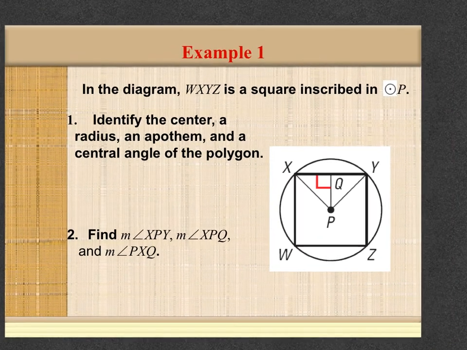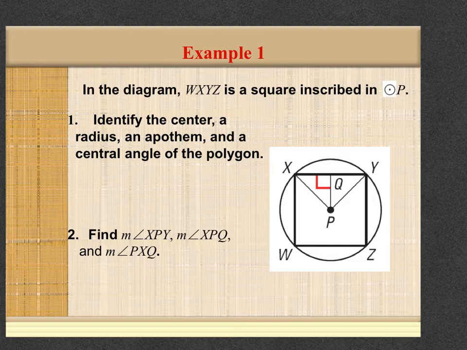Okay, so in this example it says, in the diagram, WXYZ is a square inscribed in circle P. Number 1, identify the center, a radius, an apothem, and a central angle of the polygon. So go ahead and write that out. So give me the center, the radius, the apothem, and a central angle.